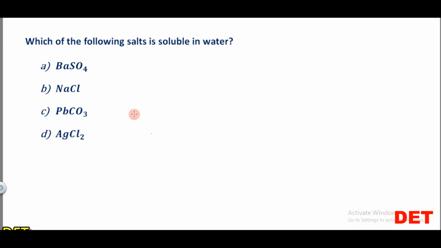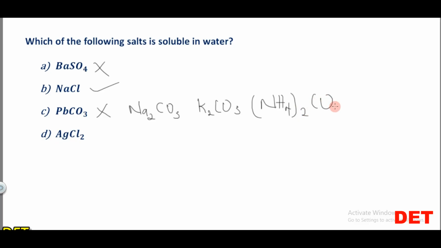Alright, very important. So let's look at this question. Which of the following salts is soluble in water? So barium sulfate is insoluble in water. Alright. Sodium chloride is soluble in water. Lead carbonate is insoluble in water. The only soluble carbonate salts are sodium carbonate, potassium carbonate, and ammonium carbonate. These are the only 3 carbonate salts that are soluble in water. The rest are insoluble. Alright.